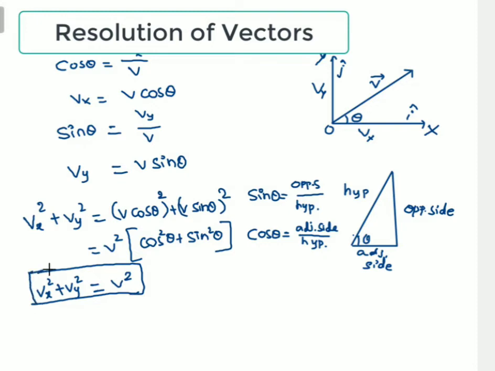And further, if we want to write these components in vector form, we can write Vx into i cap. So our V bar, V in vector form, which has both magnitude and direction, if we want to write it in terms of its components, we can write it as Vx i cap plus Vy j cap. So this is a vector we are writing in terms of its resolved components.